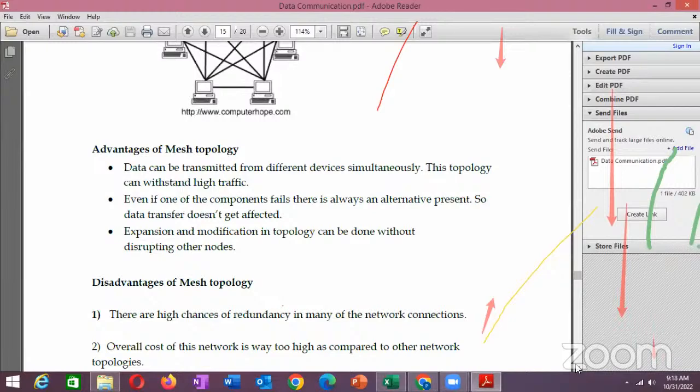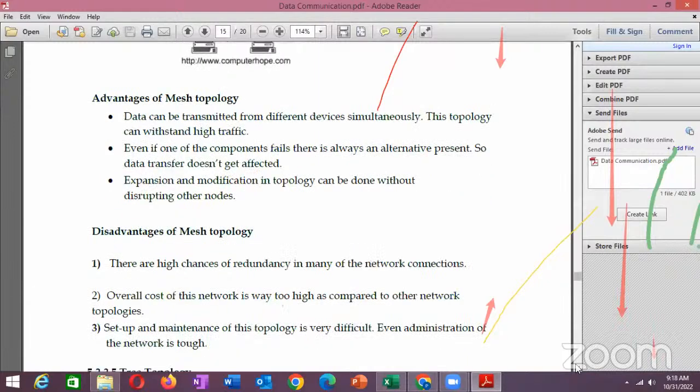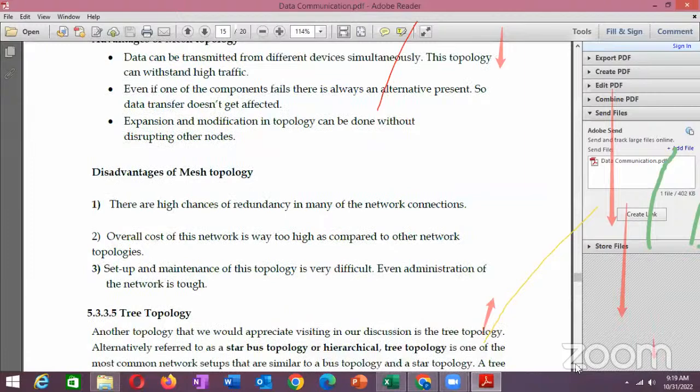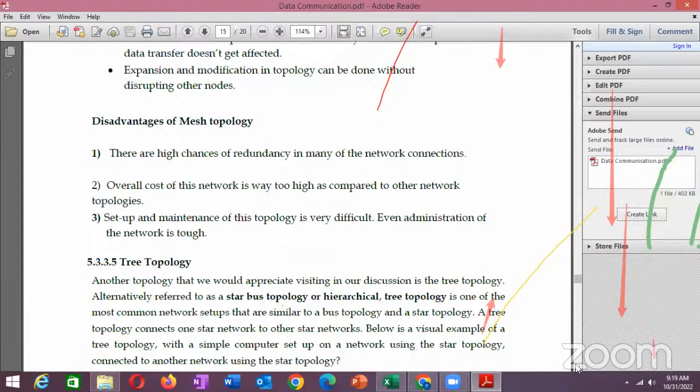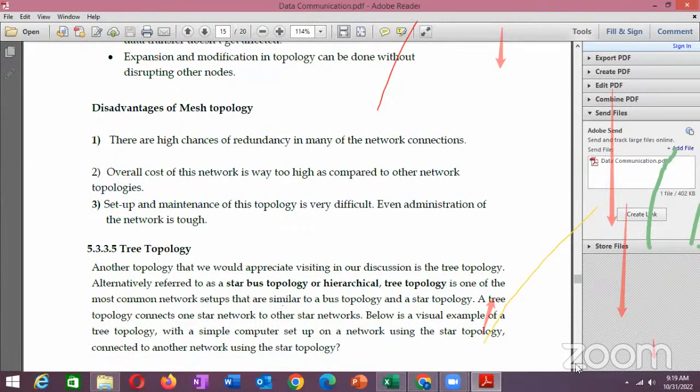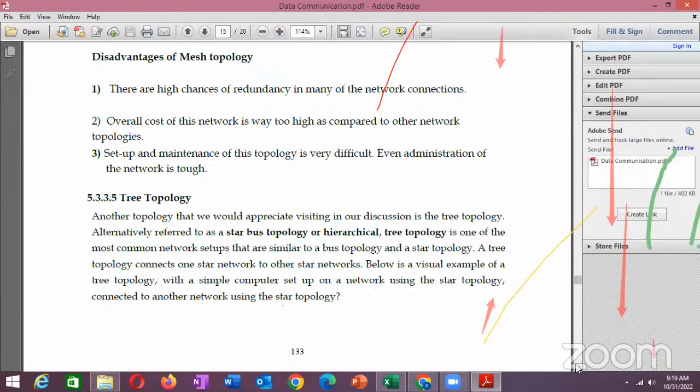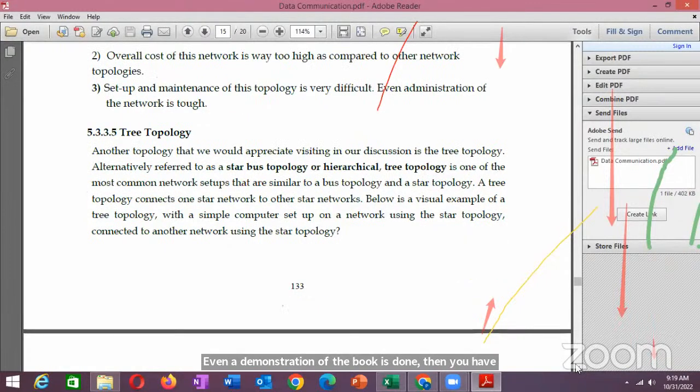Expansion and modification in the topology can be done without disrupting other nodes. Then there are high chances of redundancy in many of the network connections. The overall cost of this network is way too high compared to other network topologies. Setup and maintenance of this topology is very difficult. Even administration of the topology is tough. Then we have another one called the tree topology.